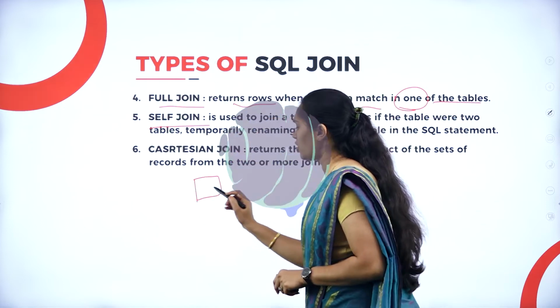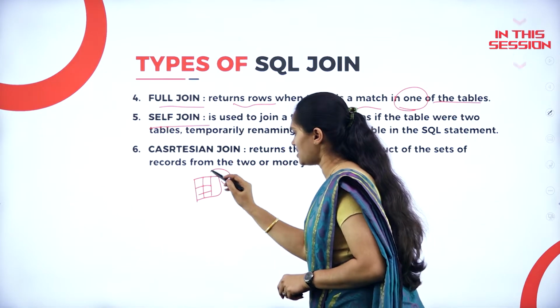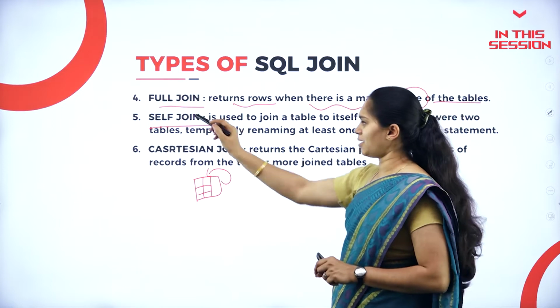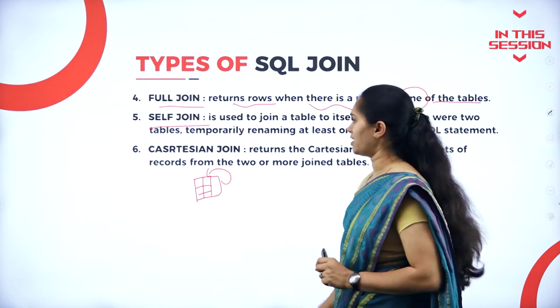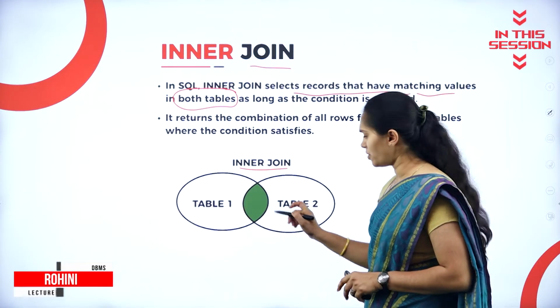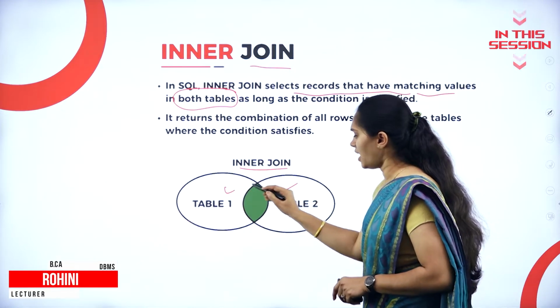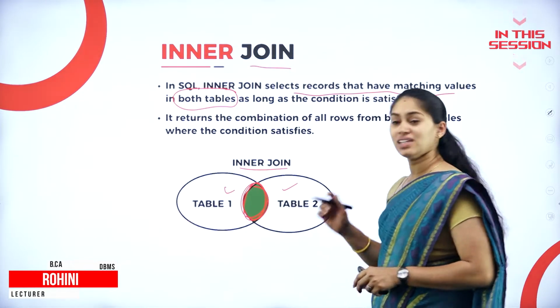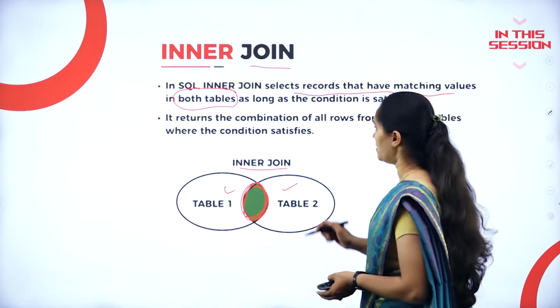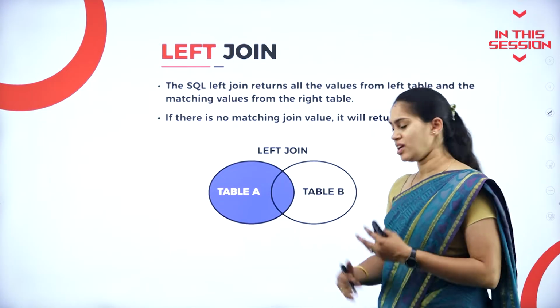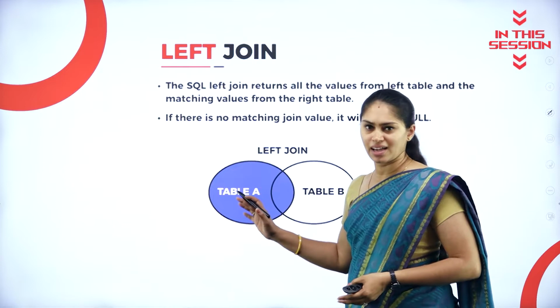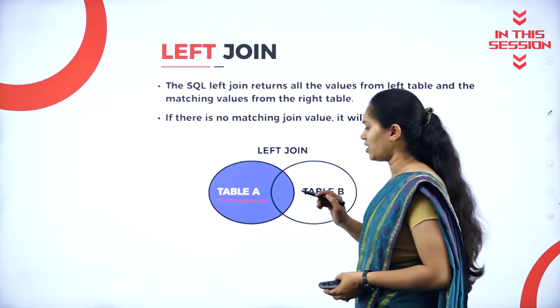If I am joining the content of this table to this table itself, then I can say that table join as a self join here. When we find the matching values between table 1 and table 2, then only that value is going to be returned as a result here. Then what about left join here? Whatever content is there in table A, the left table, everything is going to be displayed.